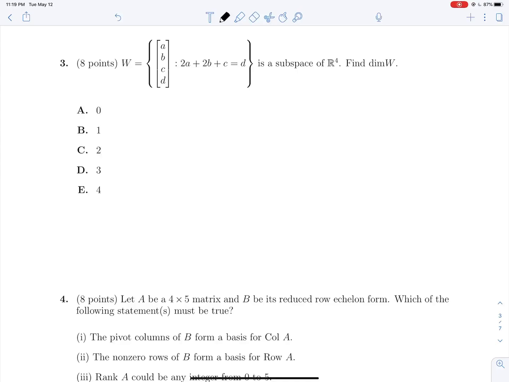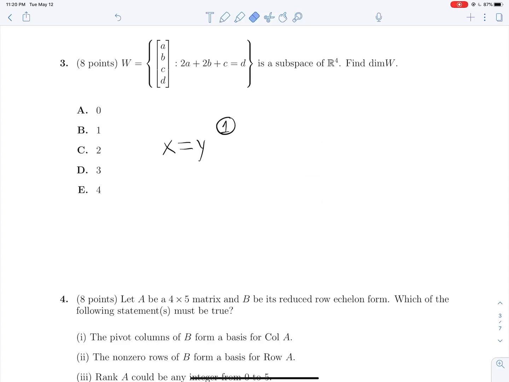What is the dimension of x equals y? Well, what's that graph going to look like? It's just a line through the origin, right? And lines are one-dimensional. So this is one-dimensional.